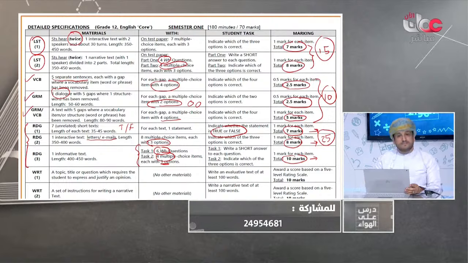The remaining skill is writing. The first task is evaluative writing, so you have to justify and express your opinion. It is an opinion essay or an opinion paragraph. You have to write an evaluative text of 100 words, worth 10 marks. The second and last one, which I want you to spend more time on because it is worth 10 marks each, will be narrative writing.